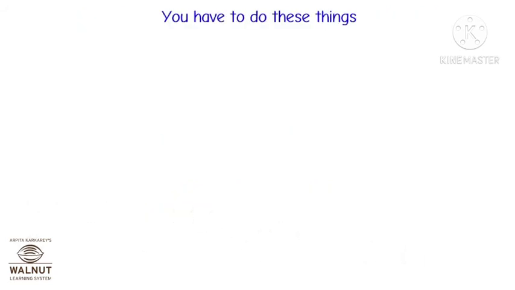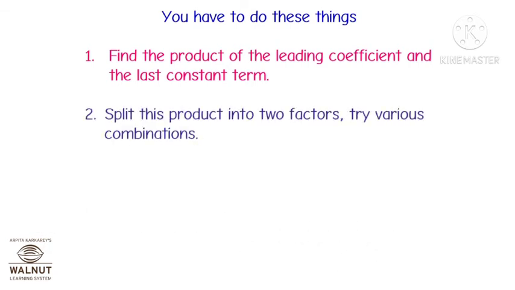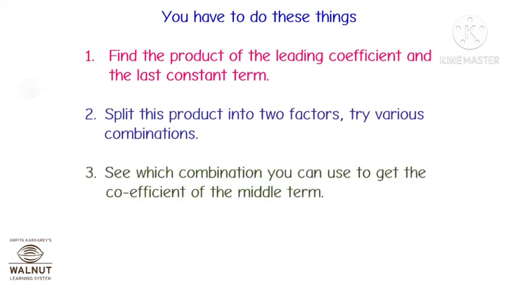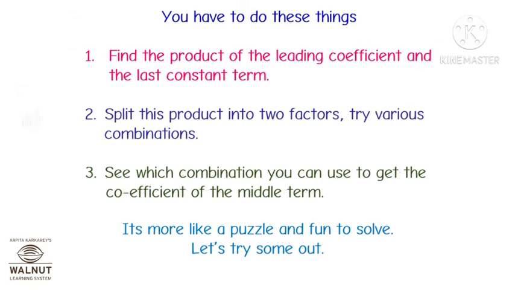You have to do these things. 1. Find the product of the leading coefficient and the last constant term. 2. Split this product into two factors. Try various combinations. 3. See which combination you can use to get the coefficient of the middle term. It's more like a puzzle and fun to solve. Let's try some out.